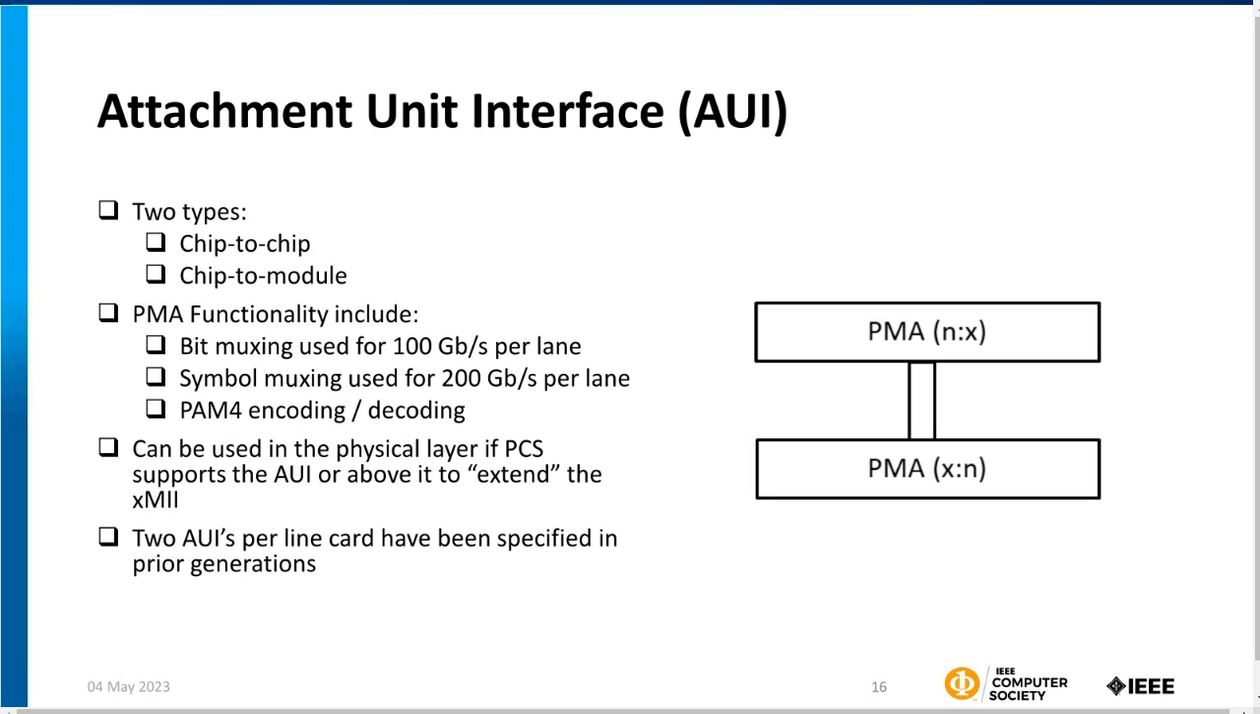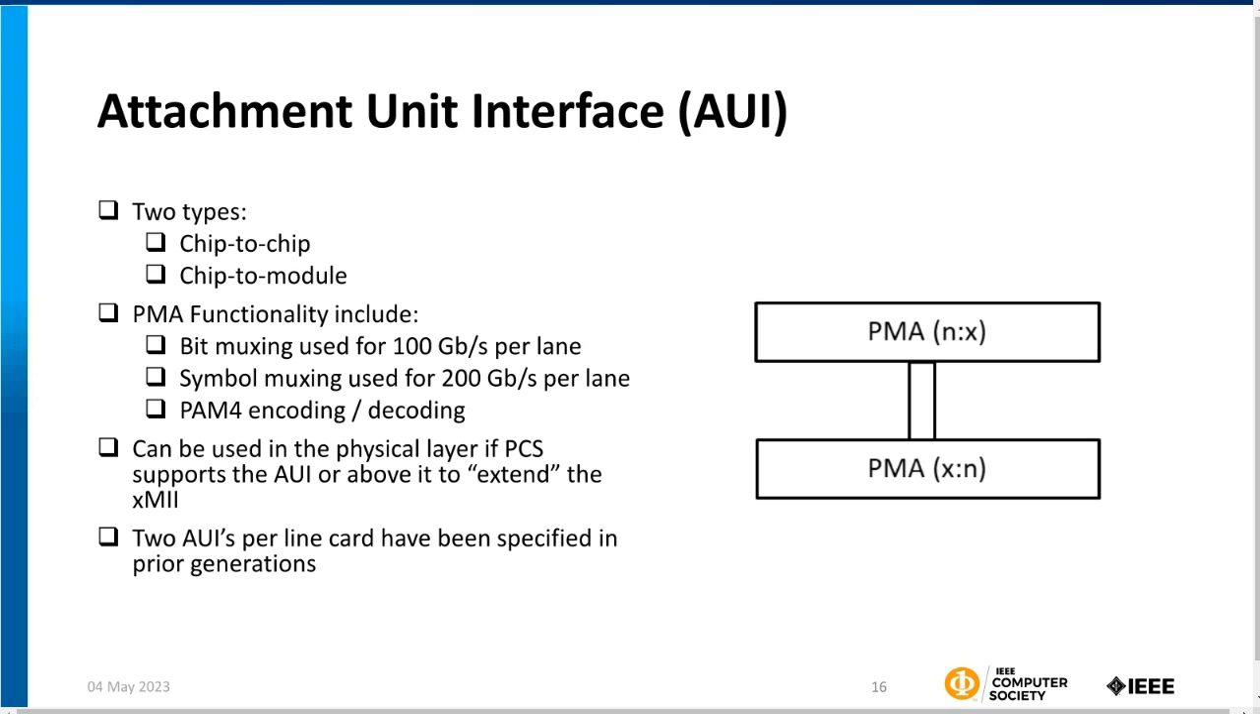And when we start to look at this PMA that interfaces to that electrical interface, that AUI, which is really between the two PMA blocks, we see that we have a bunch of different things that we need to deal with. If you're doing 100 gigabit per second, you have to worry about bit muxing. And when we go to 200 gigabit per second, we'll be doing what's called symbol muxing. And then you worry about your PAM4 encoding. This can be used in the physical layer, the PHY that I was showing before, if that PCS supports it, or to extend what we call the MII, which I'll touch on the next slide.